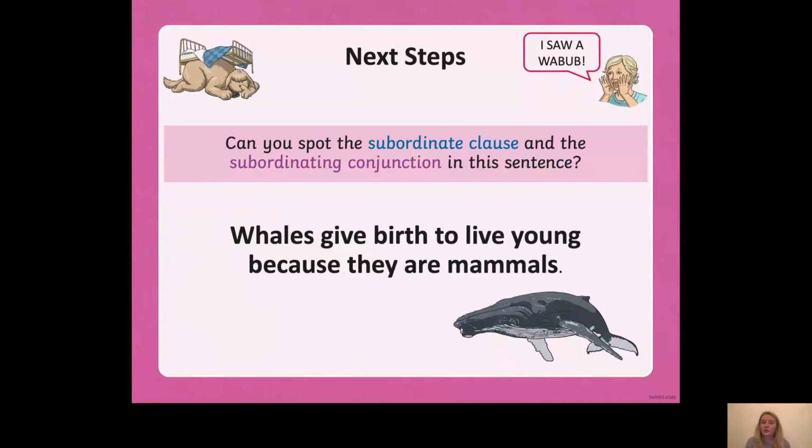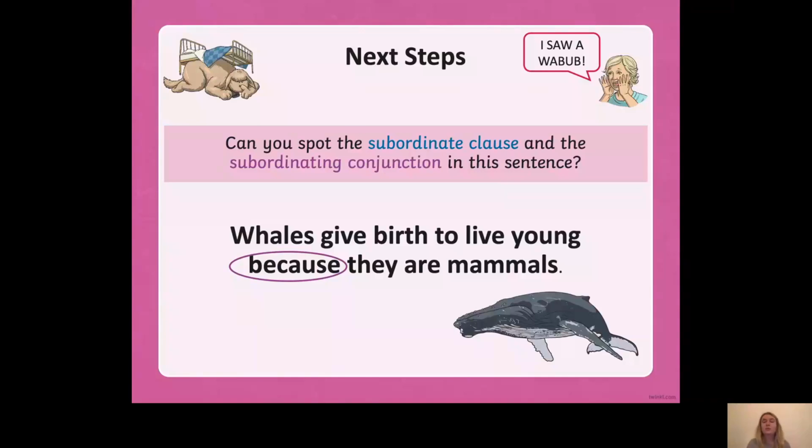Okay, year two, let's go through it together. So remember, my subordinate clause starts with a subordinating conjunction. Now, where is my subordinating conjunction in this sentence? I saw a wobob. The B stands for because, doesn't it? So there is my subordinating conjunction. And I know that a subordinating conjunction comes at the beginning of a subordinate clause. So therefore, my subordinate clause is because they are mammals, and my subordinating conjunction is because.